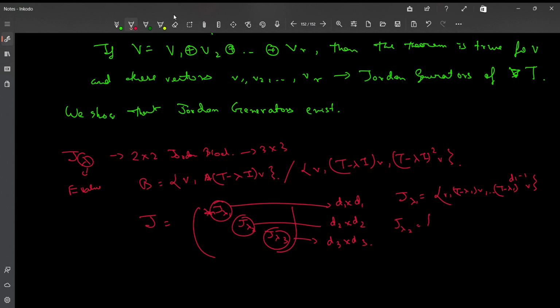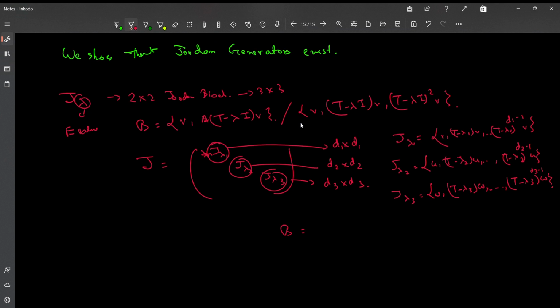For J lambda 2, we consider some U, T minus lambda 2 of U, and so on till T minus lambda 2 to the power D2 minus 1 of U. And for J lambda 3 it will be W, T minus lambda 3 of W, and so on till T minus lambda 3 to the power D3 minus 1 of W. Then what will be the final basis for V? The final ordered basis for V should be these arranged according to the blocks. So we put J lambda 1 first: we write the bases as B J lambda 1, B J lambda 2, B J lambda 3.